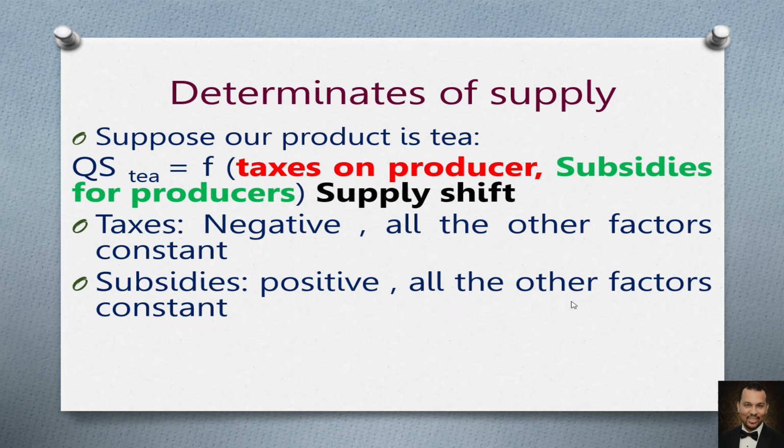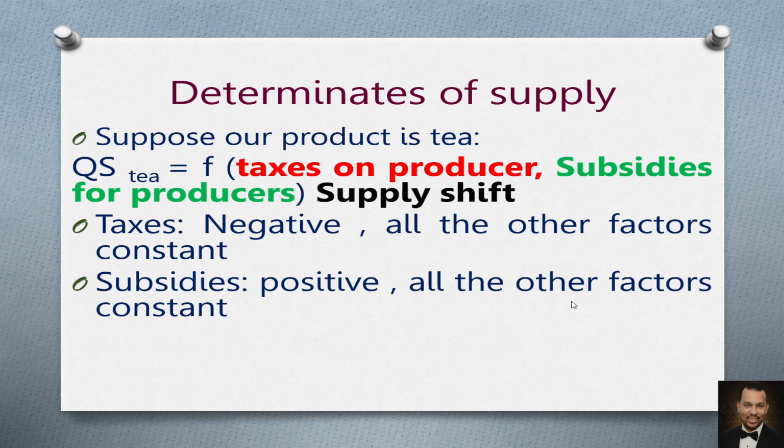Government policies, taxes or subsidies. Remember, we talk about supply shift, but taxes are bad news for producers. Subsidies are good news for producers. Subsidies equal any support from the government to the producer. So in case of taxes, negative relationship, all the other factors constant.